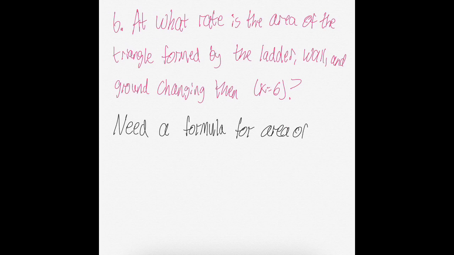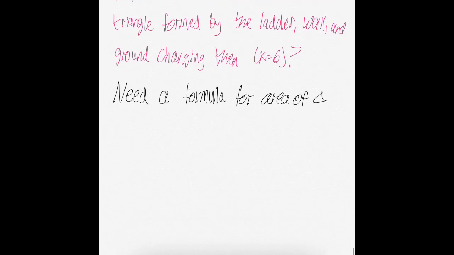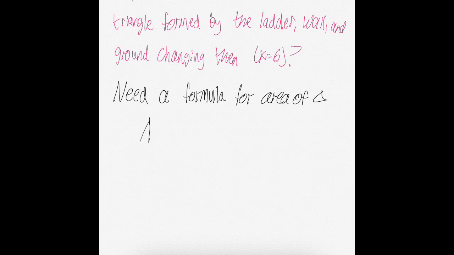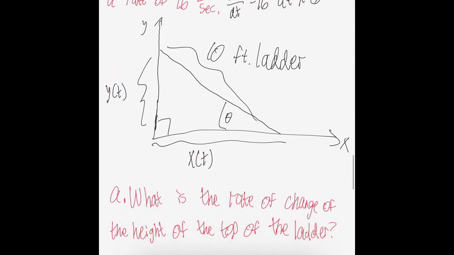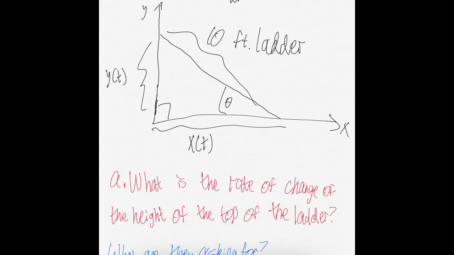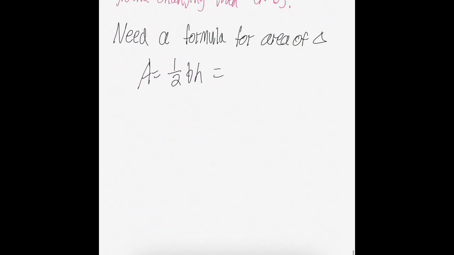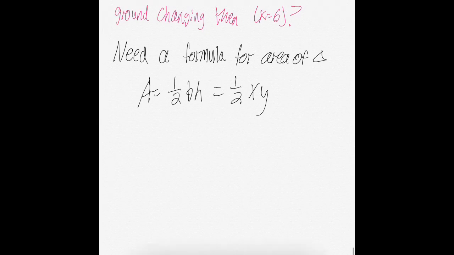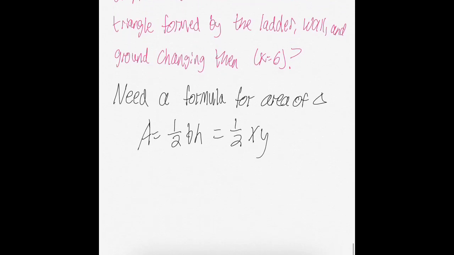Well, first things first, we're going to need a formula for the area of that triangle. So of course we all know the general area formula for a triangle, right? In general, the area is 1/2 base times height. So area equals 1/2 base times height. And in this case, it looks like the base of the triangle is given by x, and the height of the triangle is given by y. So in this case, the area is 1/2 xy.